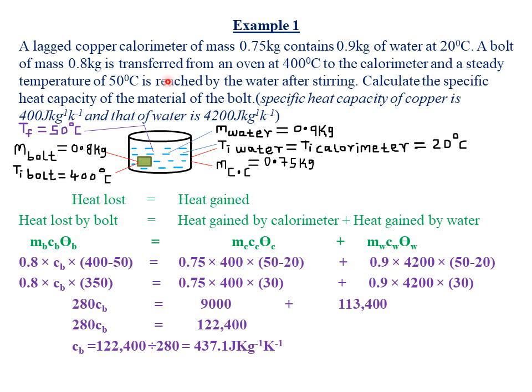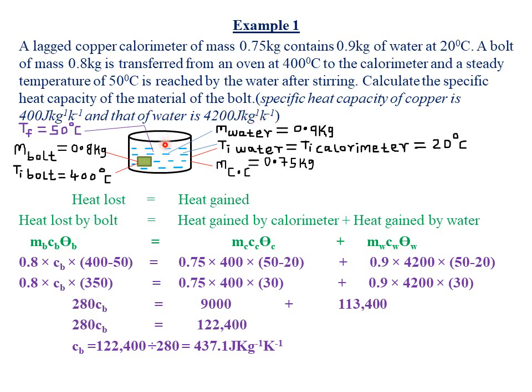Then we are required to calculate the specific heat capacity of the material of the bolt. We are given that the specific heat capacity of copper is 400 joules per kilogram per Kelvin, and that of water is simply 4,200 joules per kilogram per Kelvin.